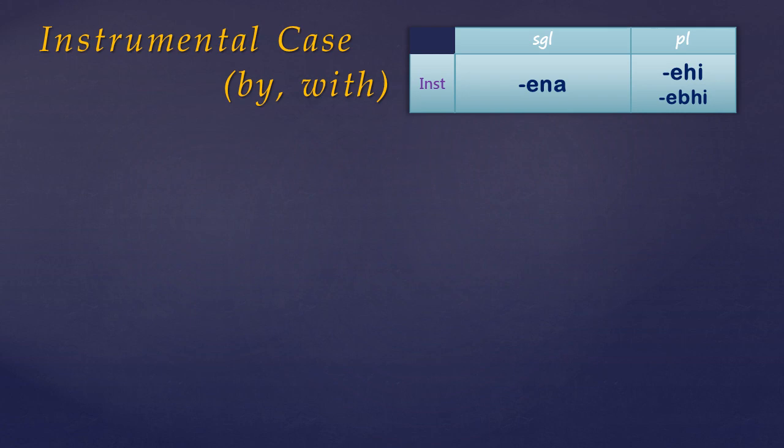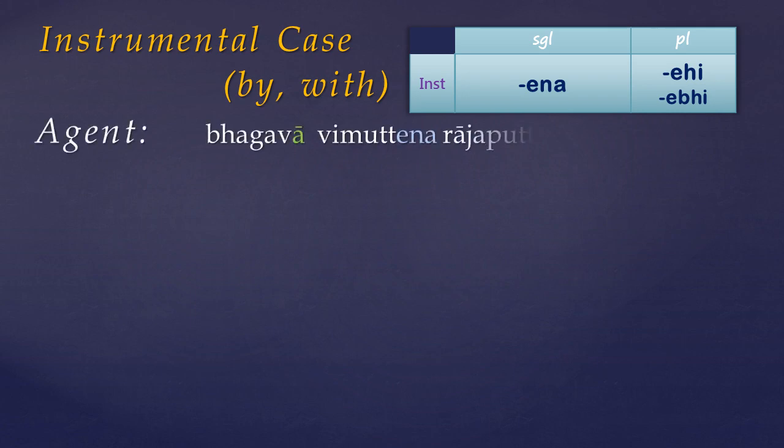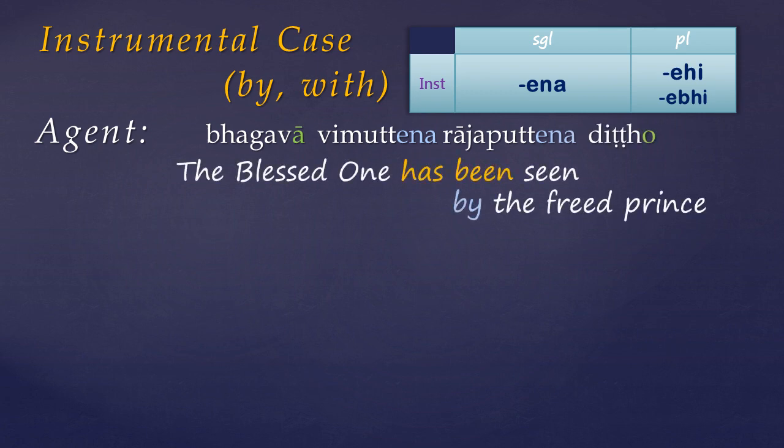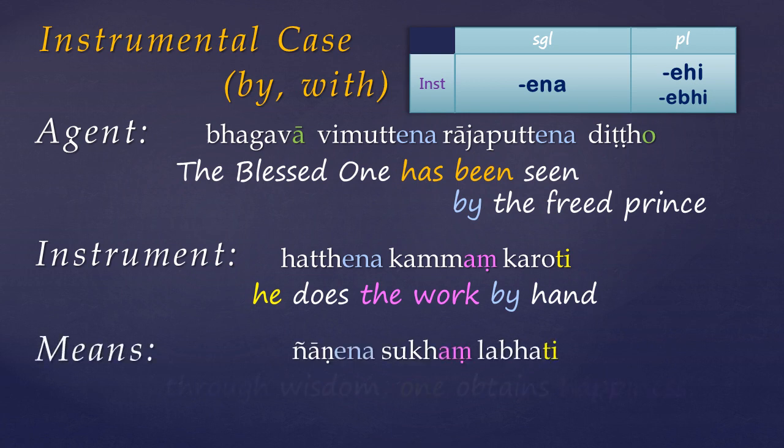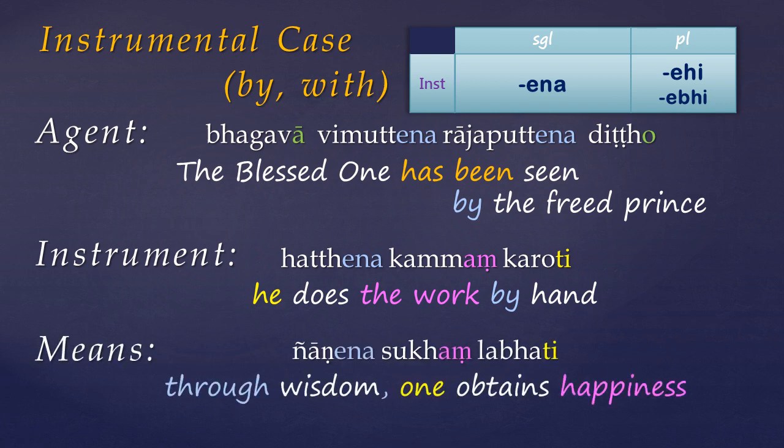These are the most important usages to mark the agent of a passive voice sentence. Here it is the freed prince who is doing the seeing, or to mark the instrument by which something is done, be it a tool, an implement, or even a part of the body, or the means through which or via something is achieved.